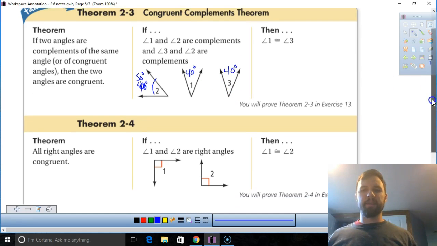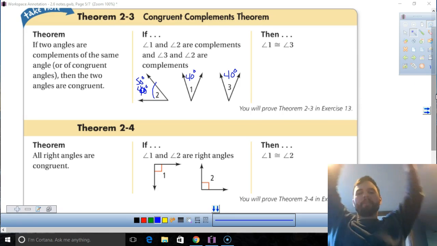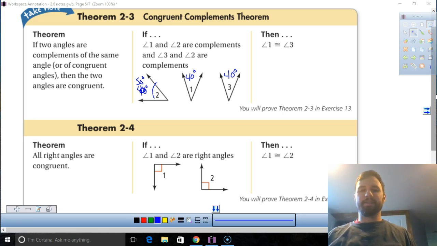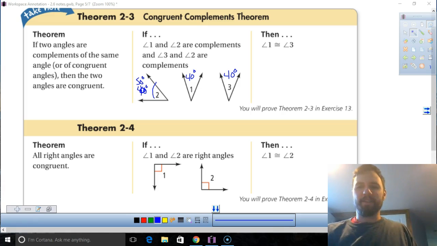Okay? The next theorem here is all right angles are congruent. That's just ridiculous. Of course they're congruent. They're all right. They're all 90 degrees. That's silly. Pause this and write this down if you need to. Alright, we're almost done.